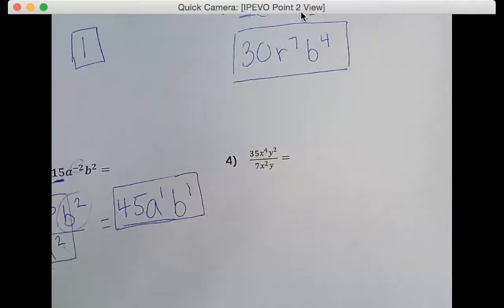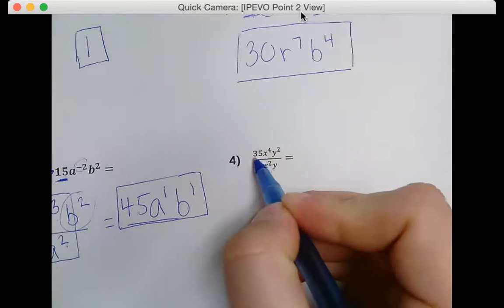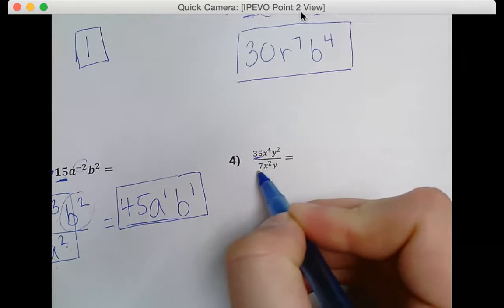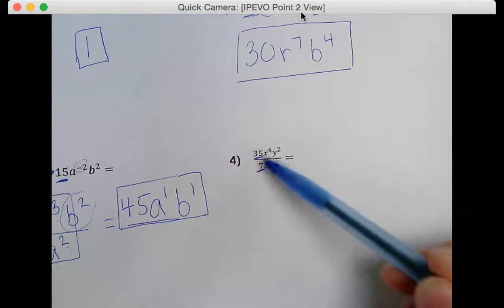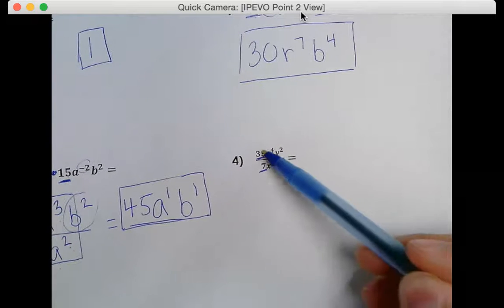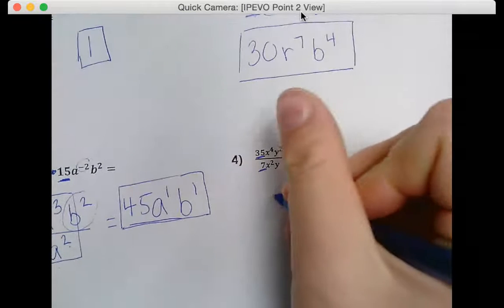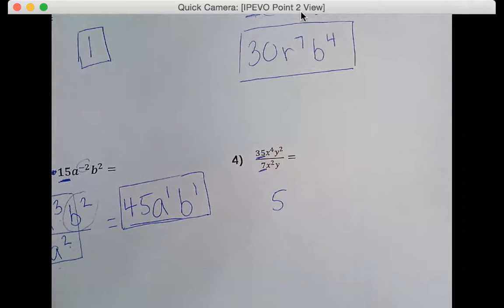Number 4, we want to take care of our coefficients first. So those are those big numbers. We have a big 35 on top, a big 7 on bottom. And again, we're not subtracting these. Okay, you might think that because one's on top and one's on bottom, so we automatically subtract. But those are only for the exponents. Okay, the big numbers, we just do the normal math. 35 divided by 7 is 5.